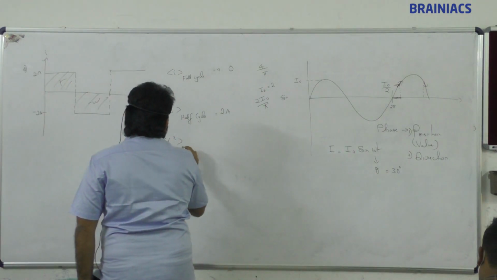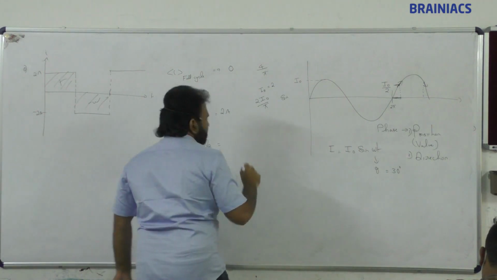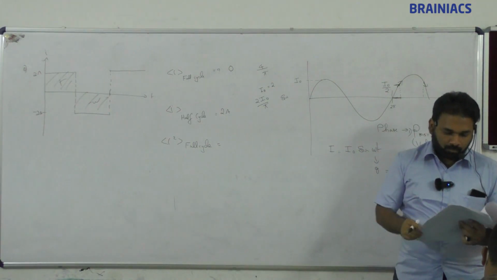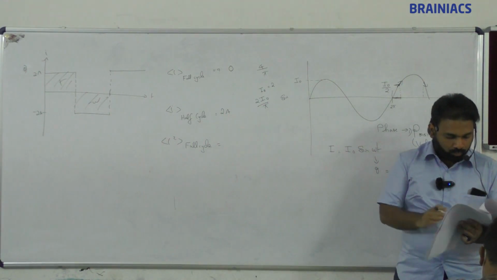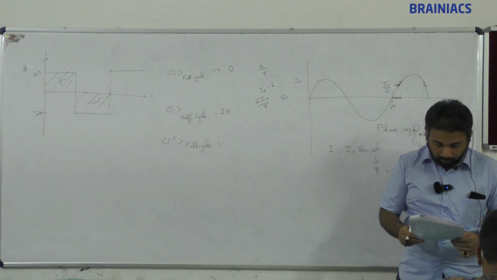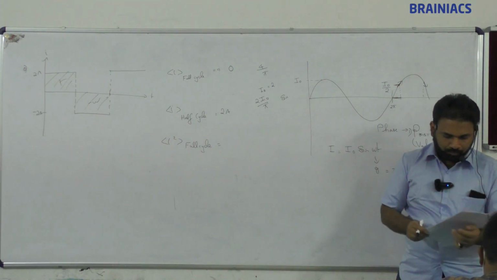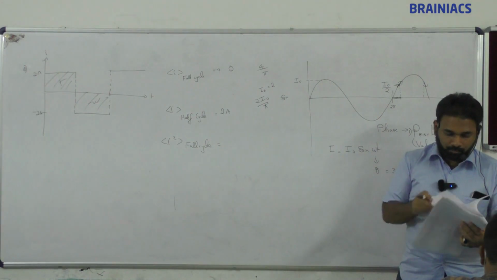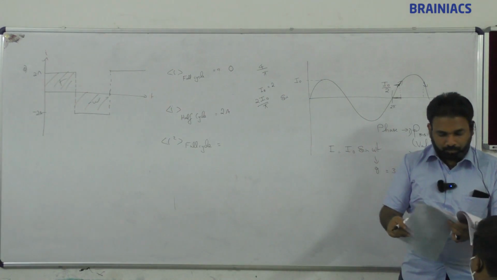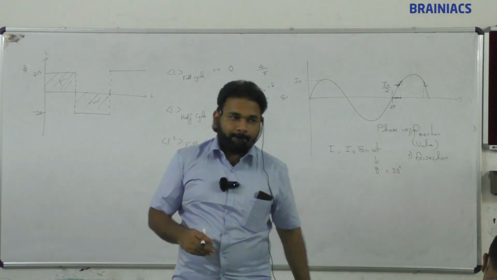So I square, full cycle, average value of I square over the cycle.